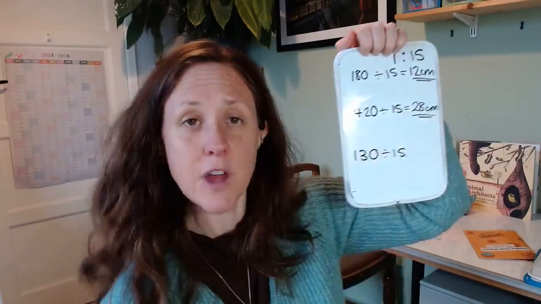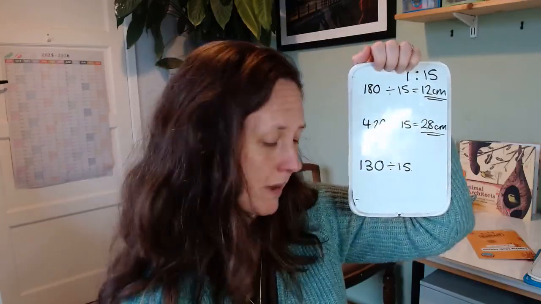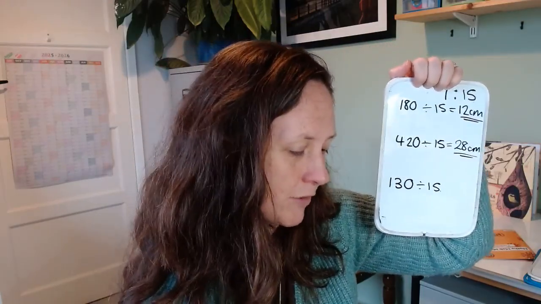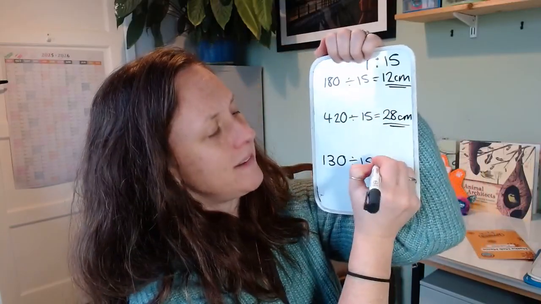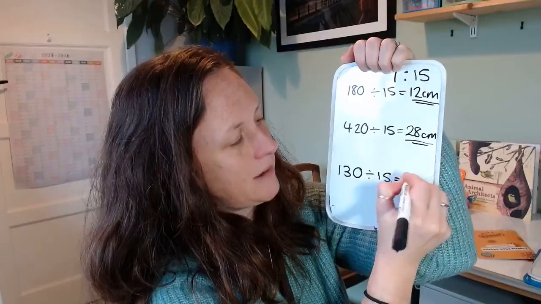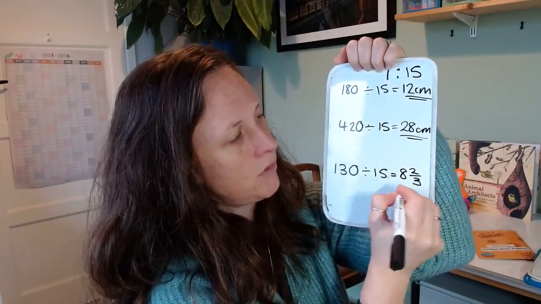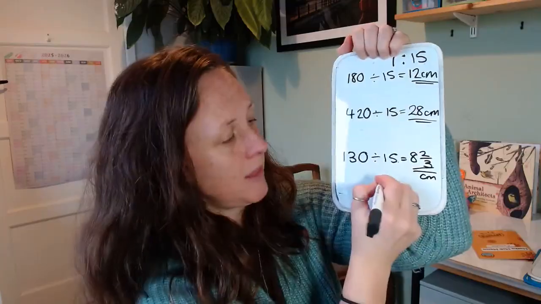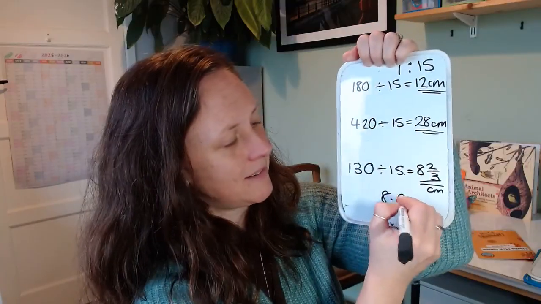Now you might have noticed with the last one, it doesn't give you a whole number. That is absolutely fine. We just deal with that by writing it as a decimal or a fraction. So you might have got 26 over 3, which we can write as a fraction as 8 2/3. So we would write 8 2/3 centimetres. Or we can write that as a decimal. It will be 8.666 recurring.